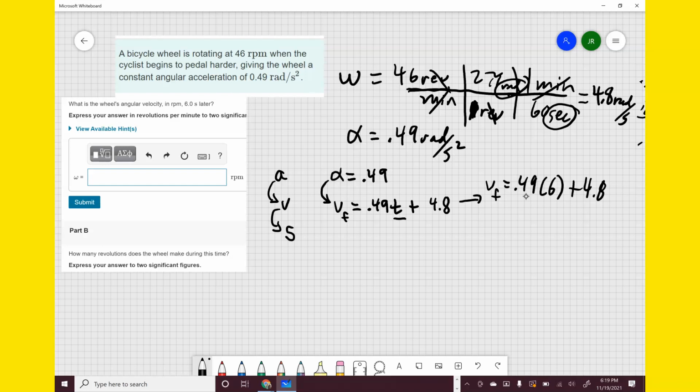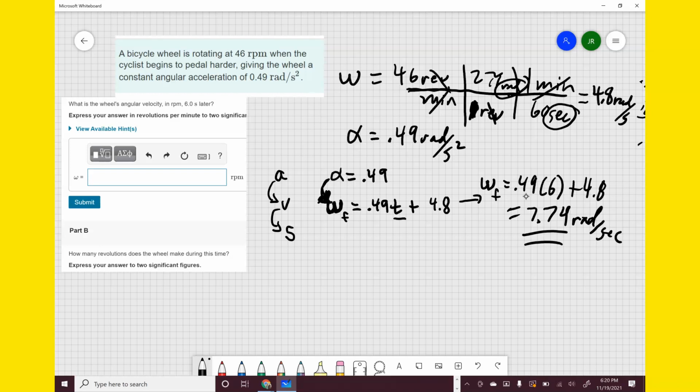Little calculator work here. 0.49 times 6, plus 4.8 is 7.74 meters. Nope. I shouldn't have said v. I should have said omega. I'm sorry. It's not the linear velocity, it's the angular velocity. The angular velocity is 7.74 not meters, but radians per second. So the antiderivative of alpha gives us omega. So that's angular acceleration going toward angular velocity. And that's our answer for part A.